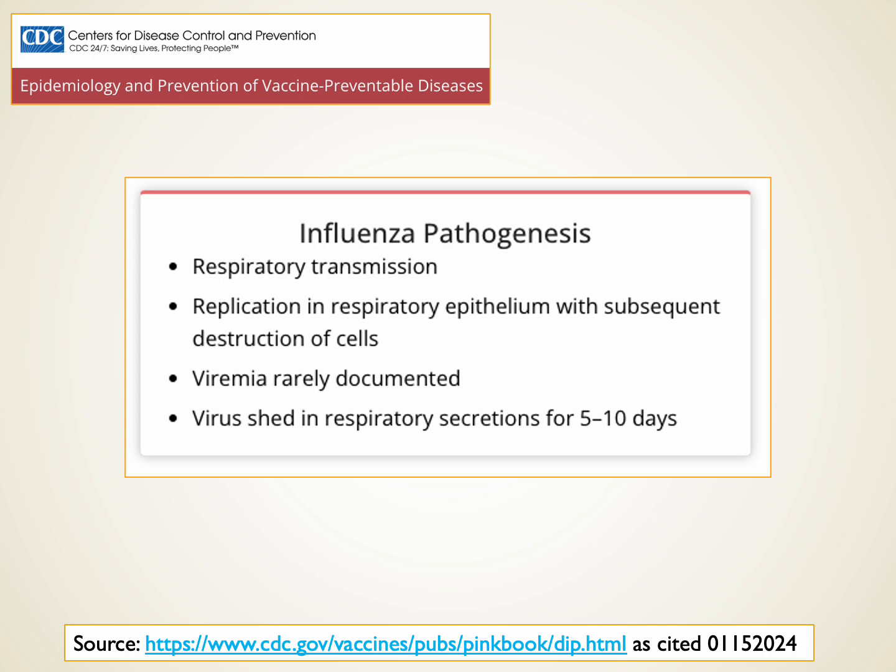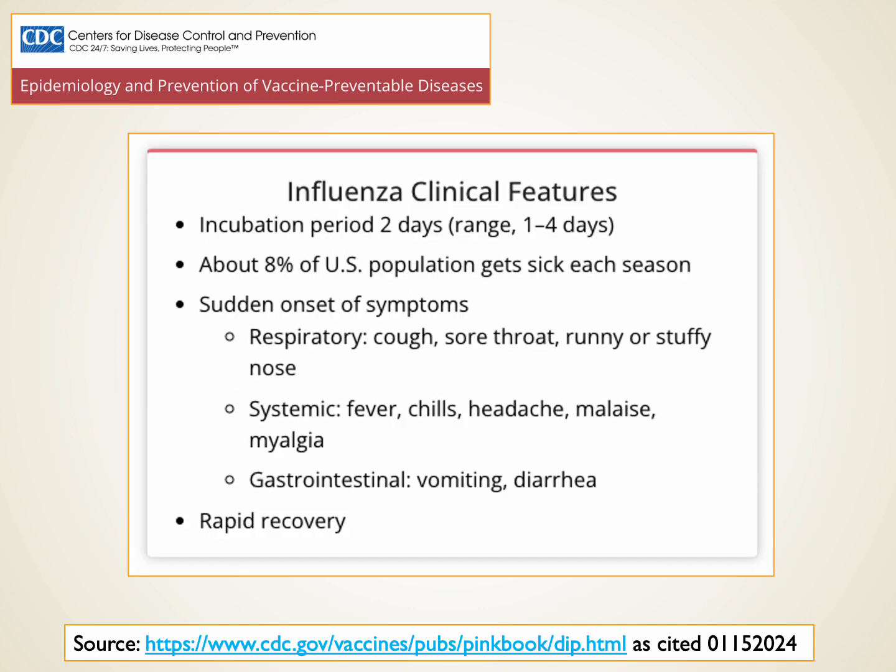So, influenza pathogenesis: not only does it cause respiratory transmission and involve the pathology and clinical symptoms of respiratory problems, but also fatigue and muscle aches and other problems as well. The clinical features: the incubation period is about 2 days. About 8% of the United States population gets it each year. It can have a respiratory presentation and a systemic presentation, sometimes a GI presentation as well.